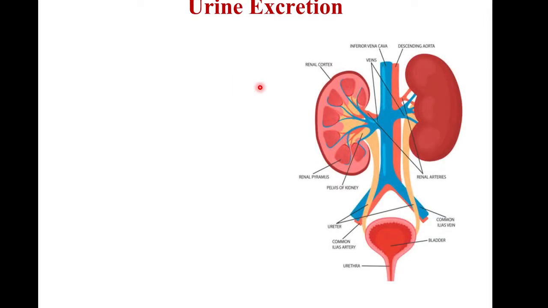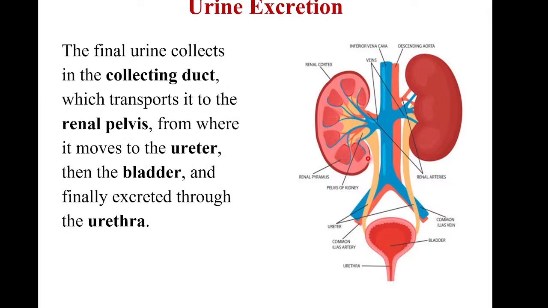So after this 3 process, the urine collects in the collecting ducts, which transport it into the renal pelvis, and from where it moves to the ureter and then the bladder, and is finally excreted through the urethra. So you can see in this figure, from here it goes to the renal pelvis, and from the renal pelvis it goes to the ureter, then finally it is collected in the bladder, and it is passed out, excreted through the urethra.